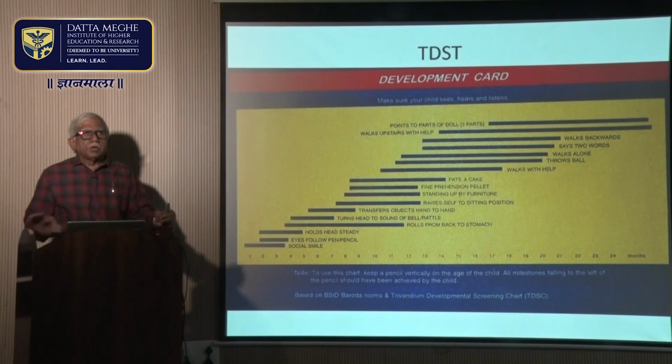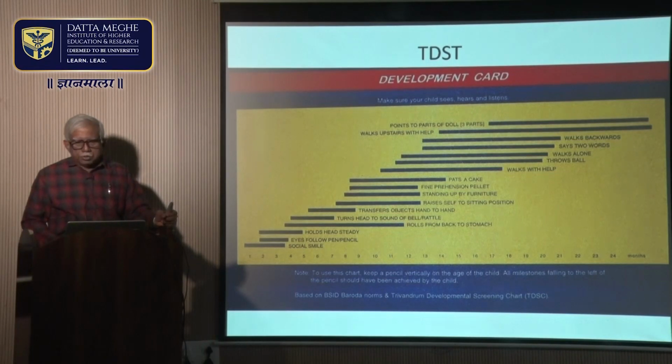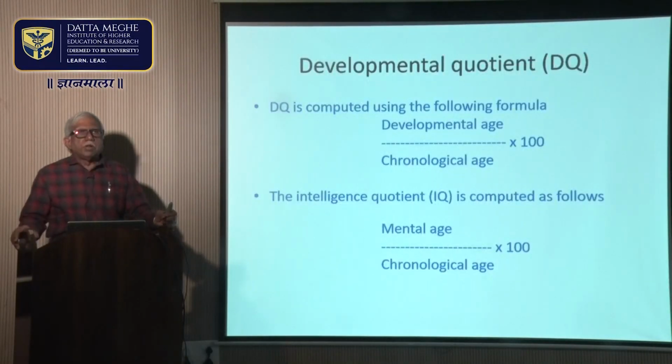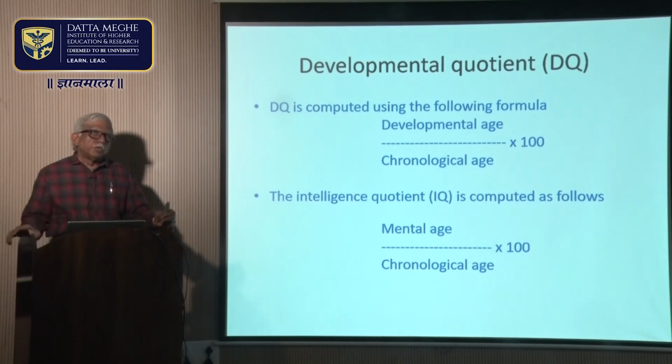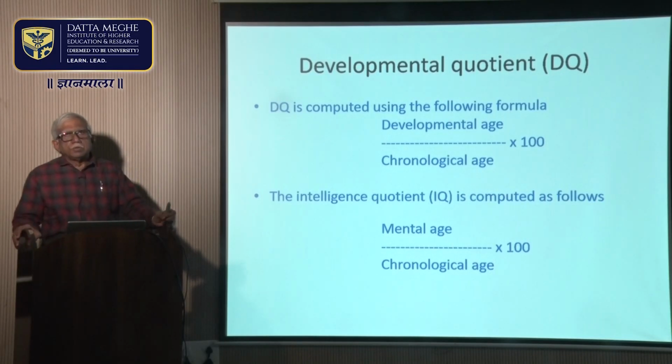This is the chart being used in the Trivandrum Developmental Screening Test. This particular chart is used to assess the child in 5 minutes' time. Now, the developmental quotient is computed using the formula: the developmental age from this test divided by the chronologic age, multiplied by 100. That becomes the developmental score.